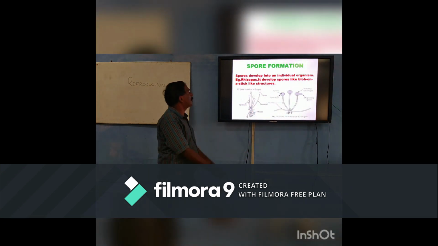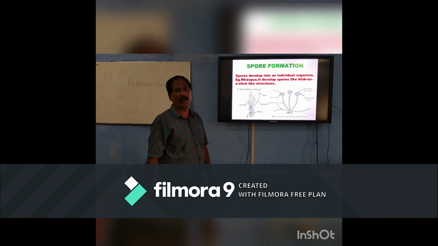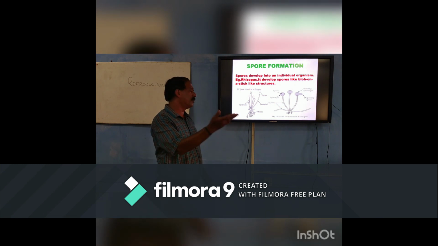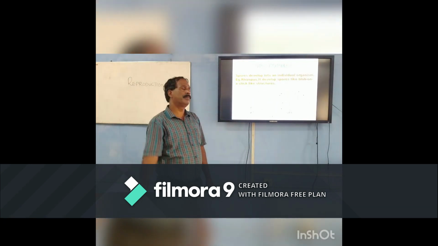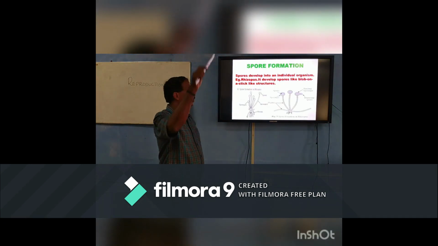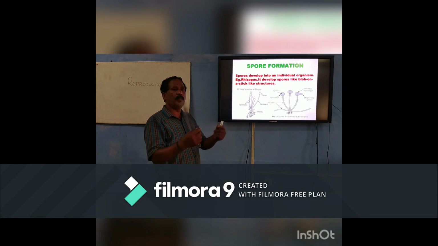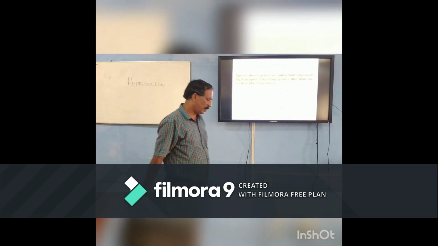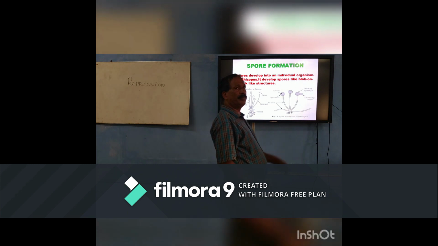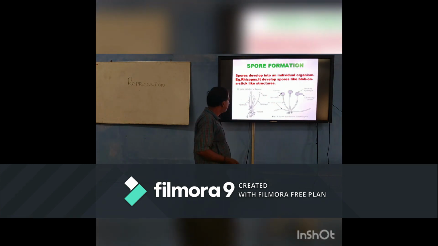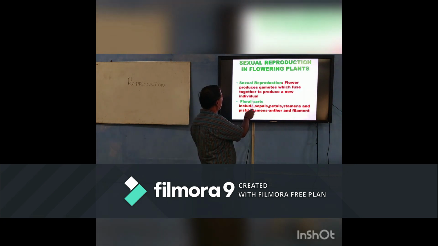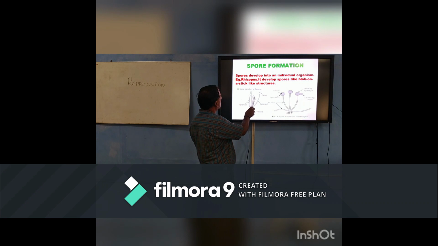In fungi, especially Rhizopus, that is bread mold. If you keep a piece of bread for some days, small molds will grow. The Rhizopus grows and it produces spores, and spores grow into new organisms. See here, this is the Rhizopus. It has a sporangium.